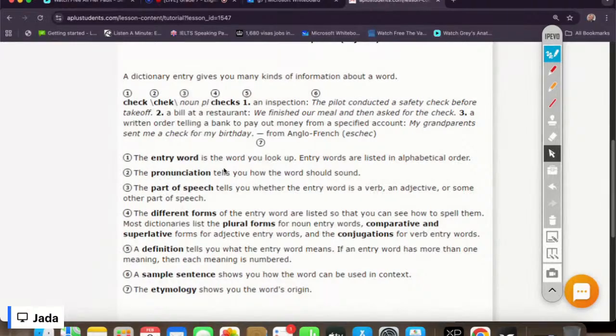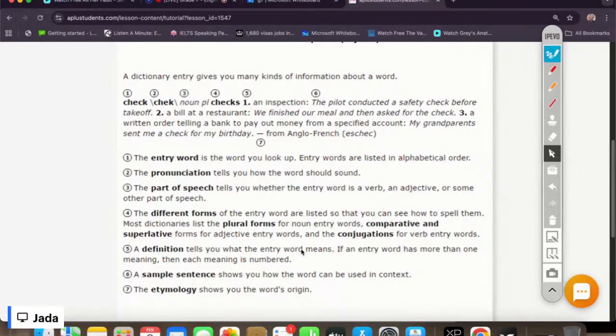So the entry word is the word you look up. Entry words are listed in alphabetical order. Then pronunciation tells you how the word should sound, like this here, check. The part of speech tells you whether the entry word is a verb, an adjective, or some other part of speech. Then the different forms of the entry word are listed so that you can see how to spell them. Most dictionaries list the plural forms for noun entry words, comparative and superlative forms for adjective entry words, and the conjugation for verb entry words.